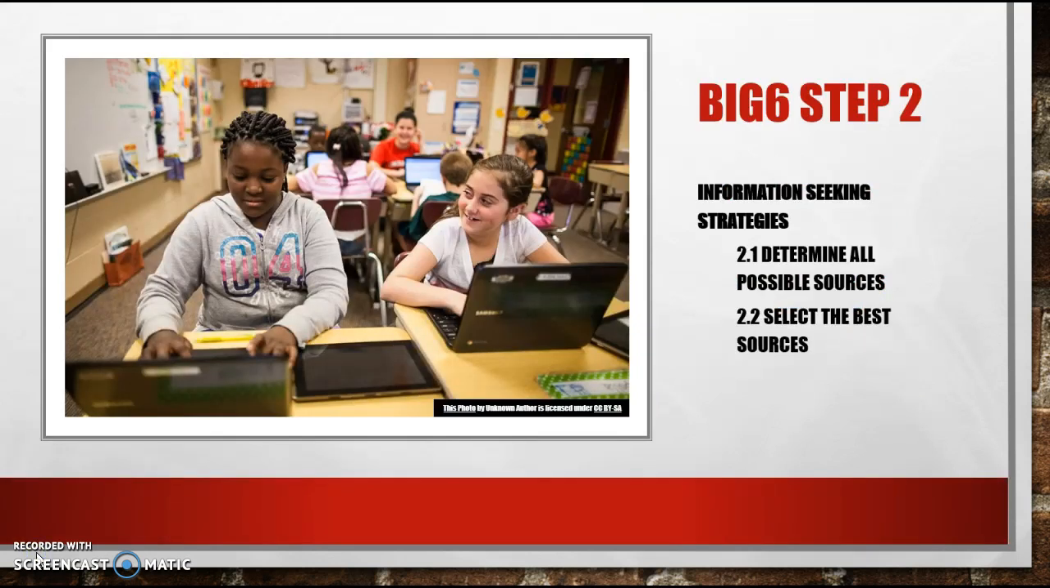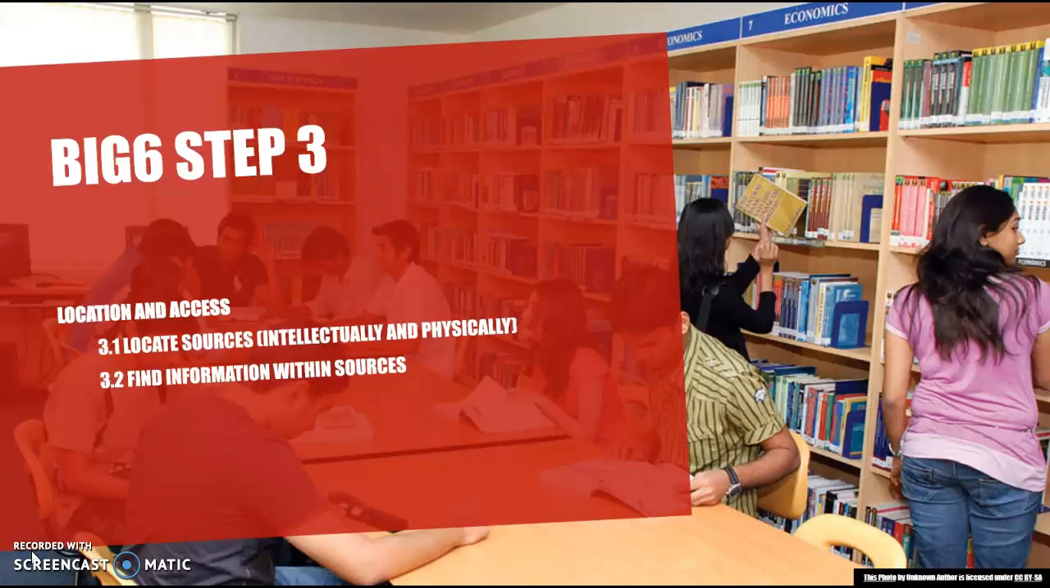In step two, this is the information seeking strategies. This is where you're going to start deciding what resources you will need to help you complete your project and what resource type will be the best to help you meet your goal. You're going to decide if using print is best, maybe digital. Perhaps you need to interview someone. But you're going to start creating a list of all the possible resources that you can use to help make your research the best and make sure that you have all the details that you want within your final project. Which leads us to big step three.